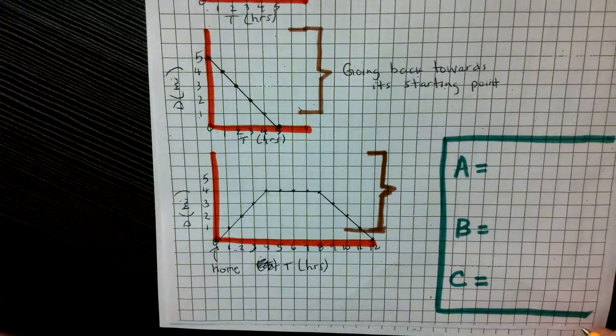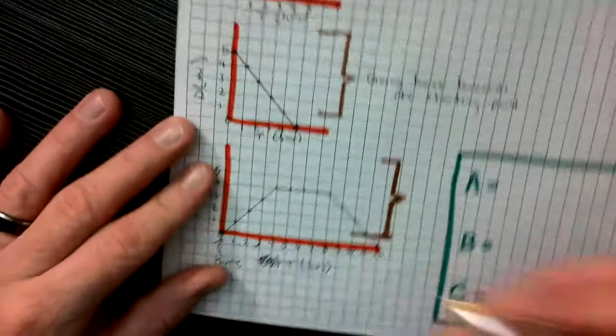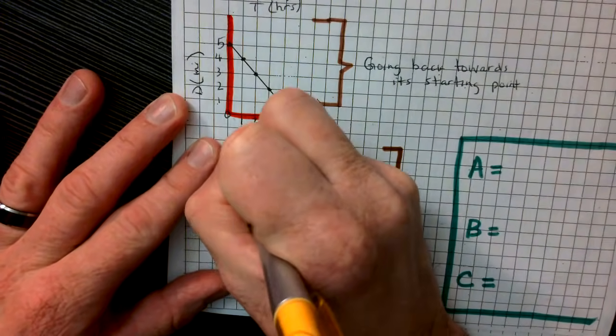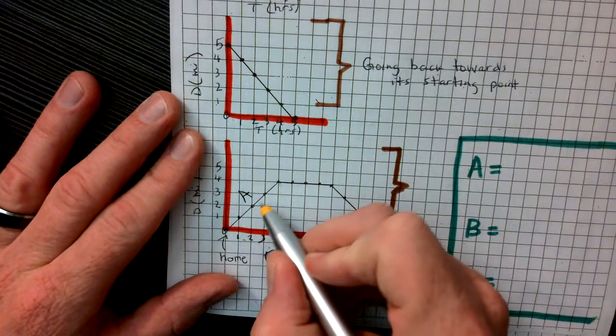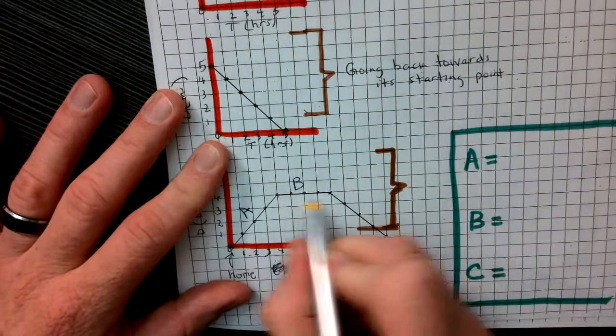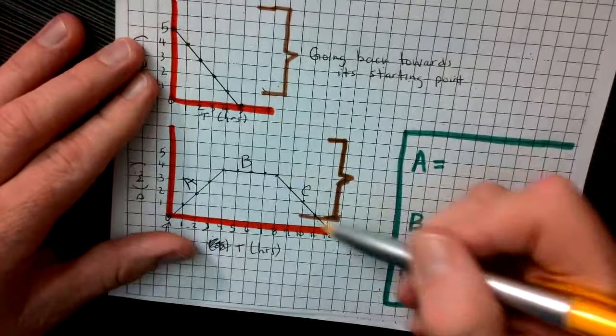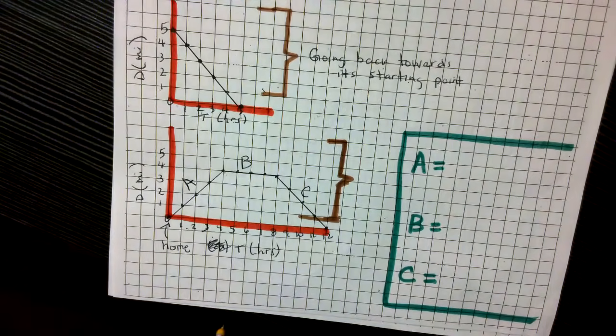Okay. Now, if you just listen to what I said carefully, this next part should make sense. I want you to put a letter A right here. A represents what's happening on this line right here. B represents what's happening along this line right here. And C represents what's happening along this line right here.